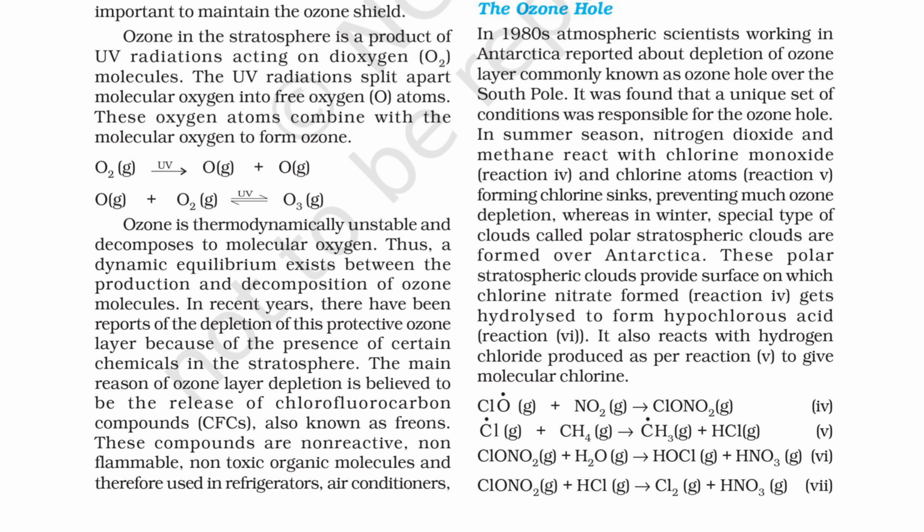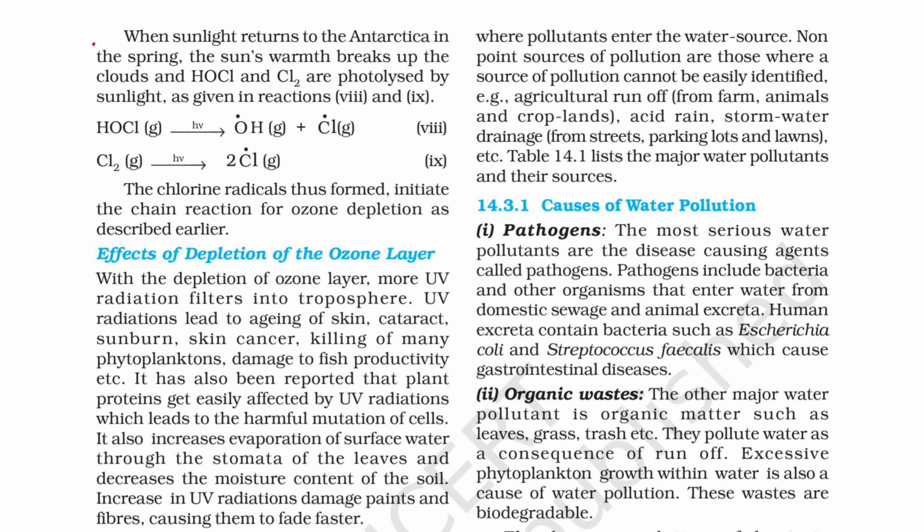These polar stratospheric clouds provide surface on which chlorine nitrate formed gets hydrolyzed to form hypochlorous acid. It also reacts with hydrogen chloride produced to give molecular chlorine. Cl radical plus NO2 gives ClNO2. Chlorine radical plus CH4 gives CH3 radical plus HCl. ClNO2 plus H2O gives HOCl plus HNO3. ClNO2 plus HCl gives Cl2 plus HNO3.